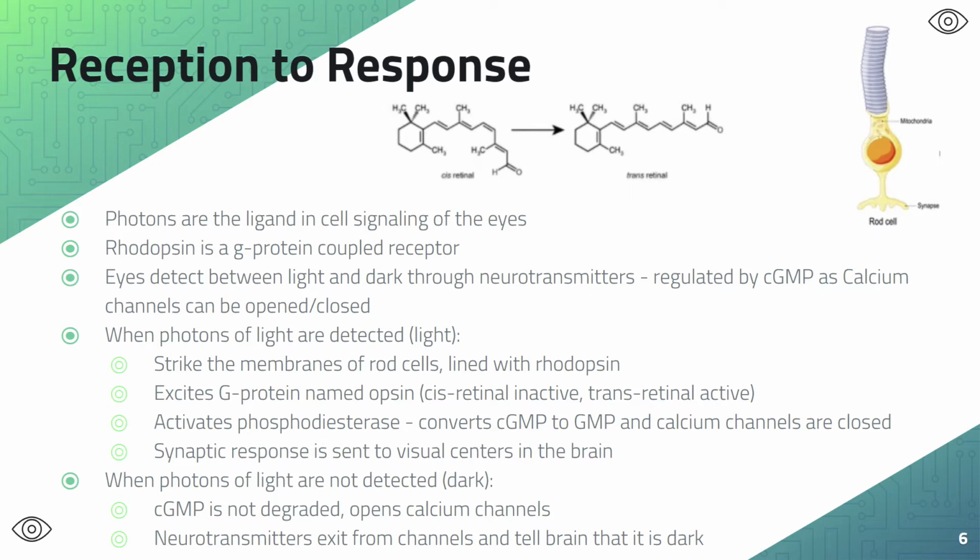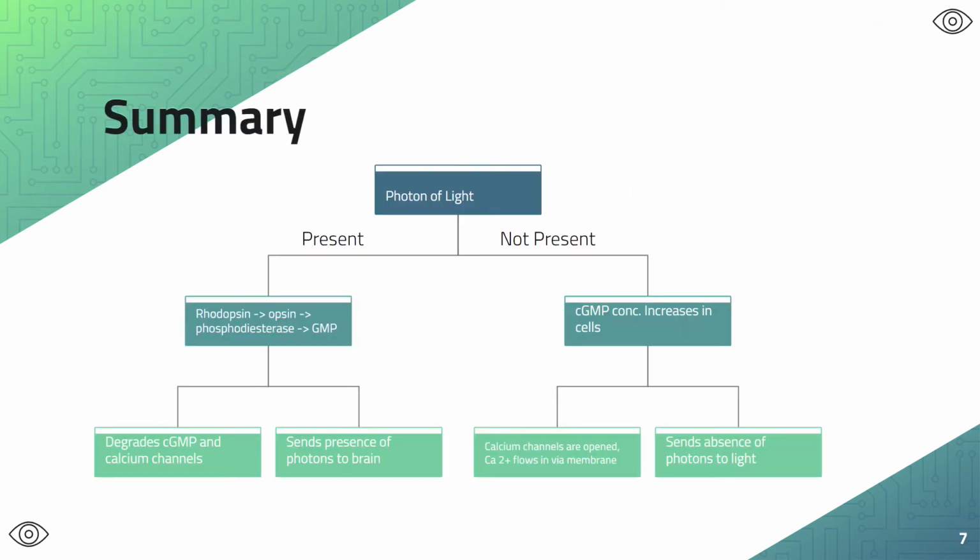So when photons of light aren't detected, cyclic GMP is not broken down because there's no enzyme, and this opens the calcium channels, which lets the calcium 2+ ions flow in, and the neurotransmitters saying, oh, it's dark, there's no photons, are exited out of the cell. So this is just a summary of what I said. There are two options which can basically happen with photons being present and not being present.